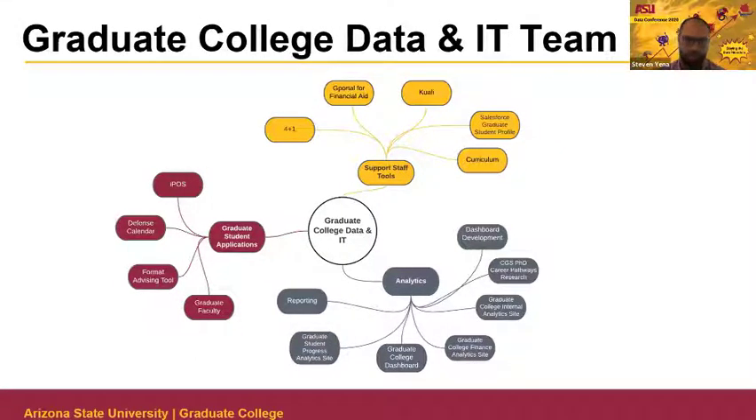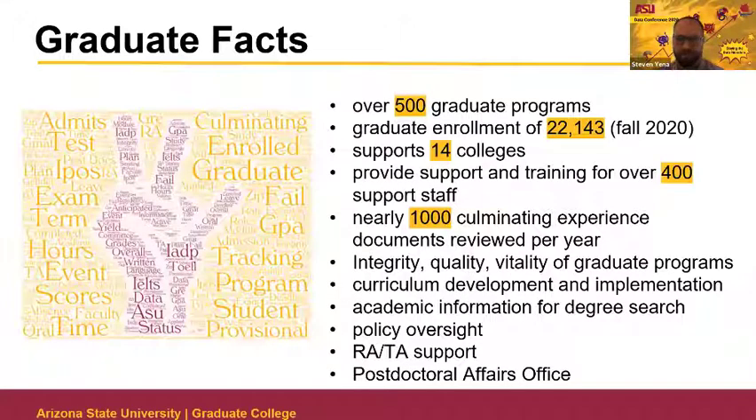And then if you want to go to the next slide, Zan, a little bit briefly about the graduate population. So enrollment was over 22,000 for fall. We have over 500 graduate programs with students in them at this point.